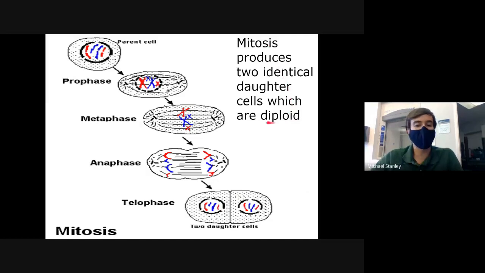These cells are diploid. They have two copies of every chromosome, and they are identical daughter cells, meaning that they're the exact same as each other, and they're the exact same as our original cell up here. So this is what mitosis is all about. Simply taking one cell and copying it and splitting it into two new identical cells.